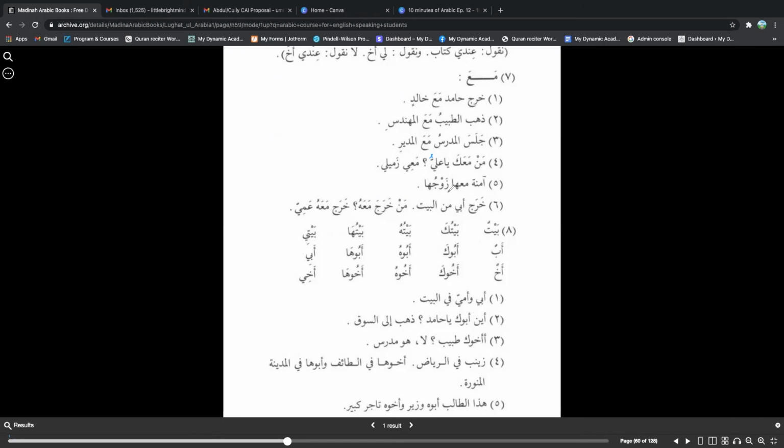Aminatu ma'aha zawjuha. Notice that zawj did not become majroor. Why? Because of the ha. This ha kind of got in the way. When you make it possessive like that, ma'aha, then ma'a can no longer affect the word after it, because the ha becomes the word after it. This attached pronoun is the damir muttasil. So: Aminatu ma'aha zawjuha. Her husband is with her.